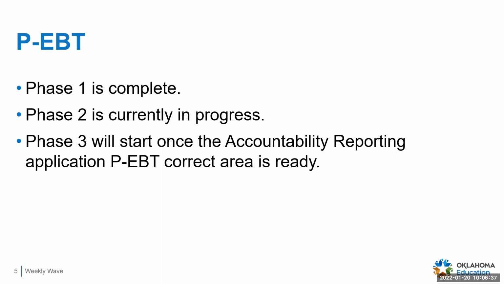Phase three will start when our accountability reporting application PEBT correction area is complete and out of development. It will look very much like a DVR process, where you do not have to provide a bunch of documentation. You'll just be able to look and see and make any data changes that you feel are necessary to reflect what was accurate in 2021 for those students. We will then send that data over to DHS. That is phase three. Now I said that all really fast, so I want to briefly pause for any questions.